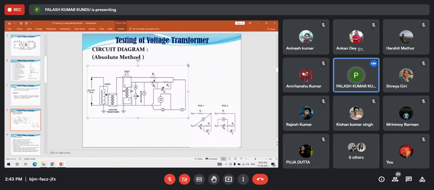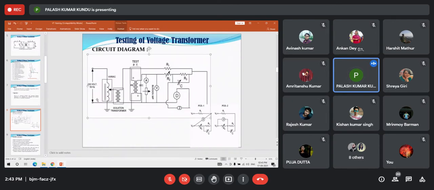Here in the experimental circuit diagram, this is the test VT, whose primary winding must be excited by the input voltage. The input voltage can be varied with a single phase variac, because there are different input voltage conditions, so that the output voltage could be changed. And this is the isolation transformer, and this is the test VT.